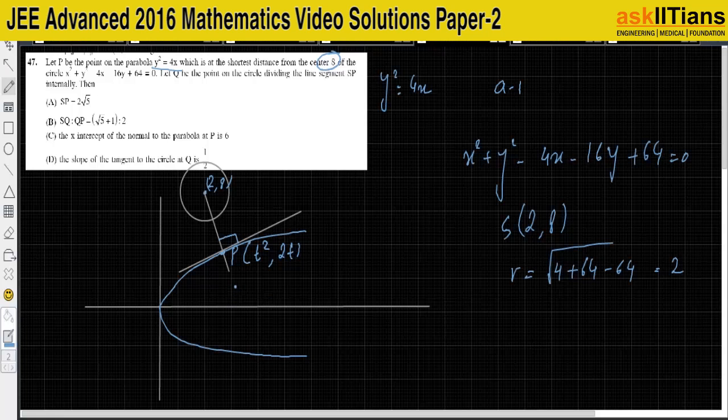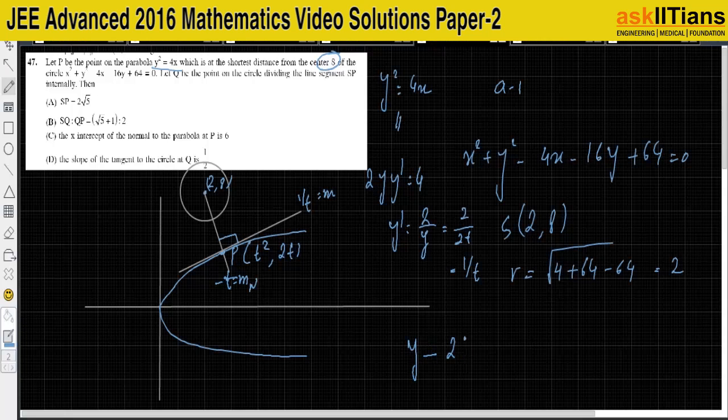Alright, so if I find out the slope of the tangent at this point, if I differentiate this, I'll get 2y y dash equal to 4. So y dash will be 2 by y, and what is y? y is 2t, so slope is 1 by t. So this is the slope of the tangent, so the slope of the normal will be minus t. So if I write down the equation of the normal, that will be y minus y1 equal to slope times x minus t square. So this is the equation of the normal, right?